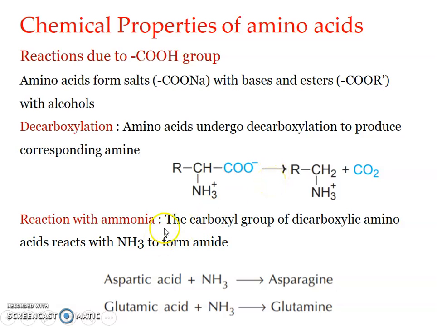Now next we have the reaction with ammonia. It is actually the carboxyl group of the dicarboxylic amino acids that reacts with ammonia to form the amide. Aspartic acid is a dicarboxylic monoamino acid, isn't it? So the carboxyl group of this one reacts with ammonia to give rise to the amide, asparagine. Likewise, glutamic acid gives rise to glutamine, right? So these are the few reactions taken up due to the presence of the carboxylic acid group: decarboxylation, and the reaction with ammonia, especially with respect to the dicarboxylic monoamino acids.